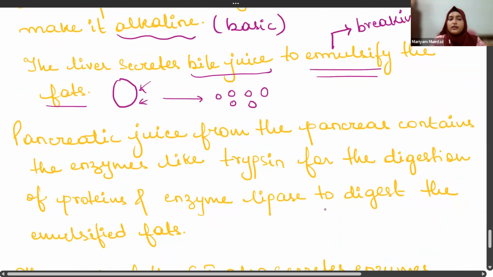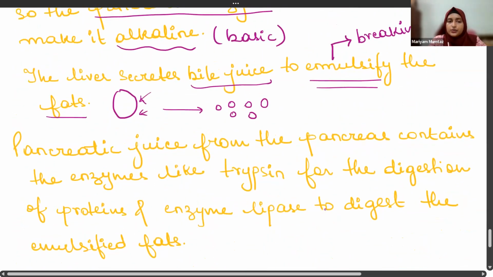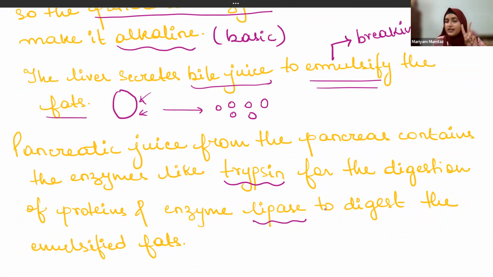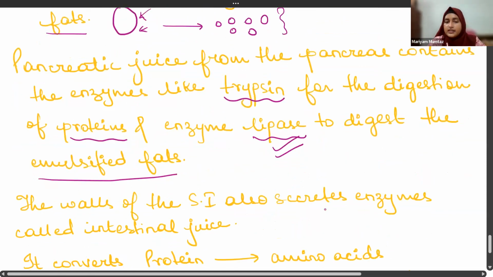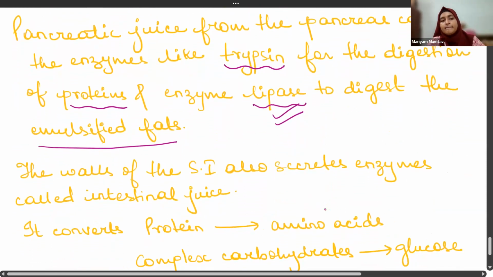Now, the pancreatic juice, which is secreted from the pancreas, contains enzymes like trypsin and lipase. Two enzymes are present. The first one is trypsin and then there is lipase. This trypsin digests the proteins, and the enzyme lipase digests the emulsified fats. Now these fats which were broken down by the bile juice are being digested by what? By the lipase. Is it clear, everybody?